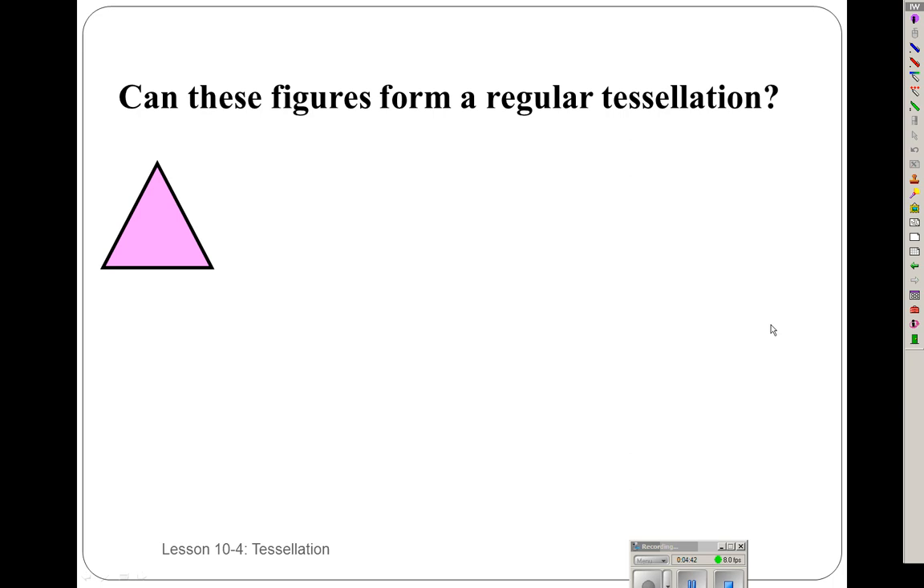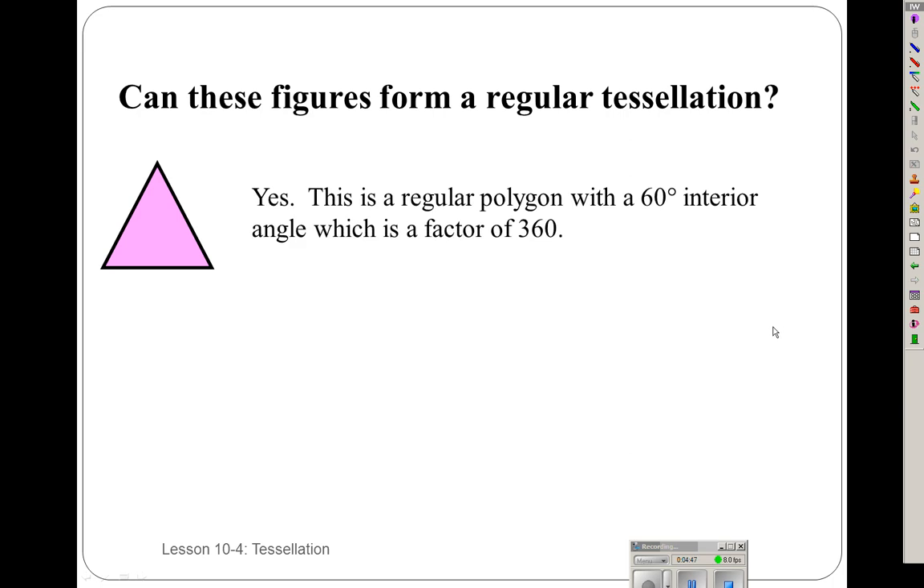How about an equilateral triangle? 180 times 3 minus 2 divided by 3 is 60 degrees. So one interior angle of a regular triangle is 60. And 60 is a factor of 360. So yes, you can do a regular tessellation. 360 divided by 60 is 6. It divides evenly, so it works.